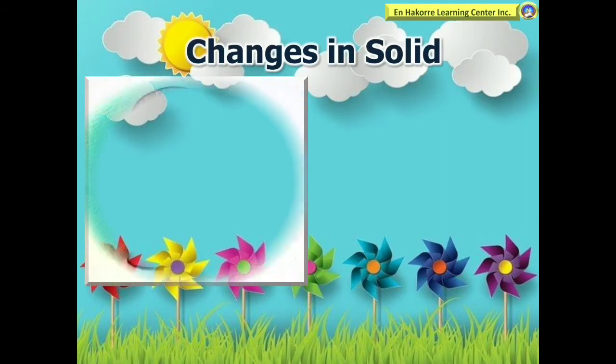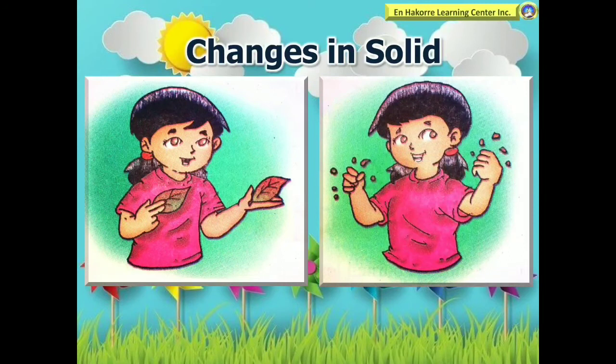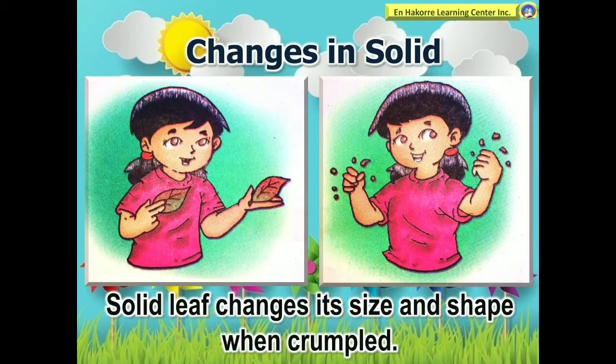We have here, children, another example. It is the changes in solids, specifically the leaf. The solid leaf changes its shape and size when crumpled. As you can see here, the leaf was crumpled by the child, but the particles of the leaf remain even if it is crumpled.